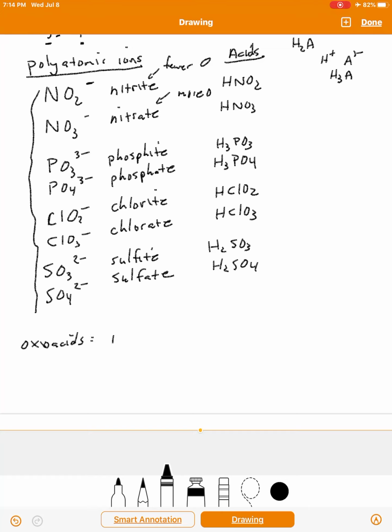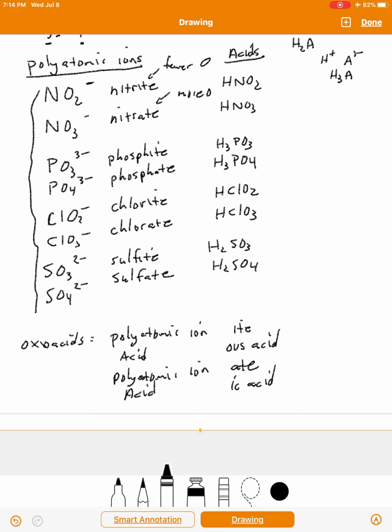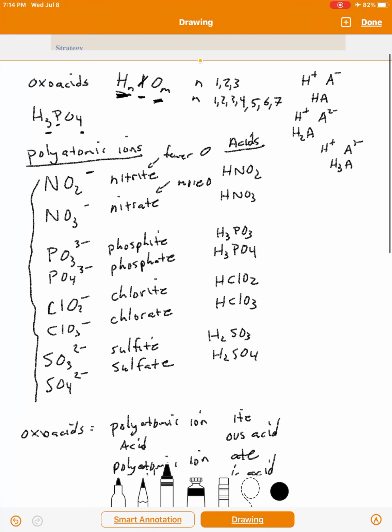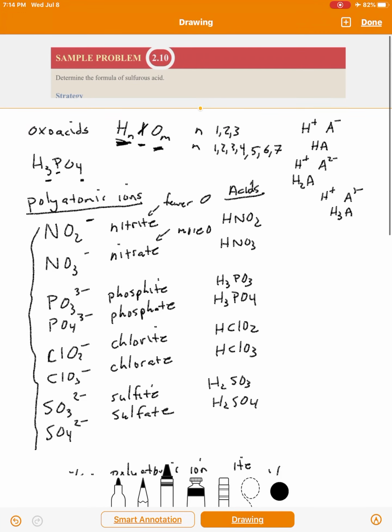You take the polyatomic ion, and if it's an ite, the acid is called us acid. So you name the polyatomic ion and then you put us acid at the end. If the polyatomic ion ends in ate, then the acid is ic acid. Okay? Very, very simple. So let's go through all of these, and then in going through all those, we'll get the sulfurous acid.